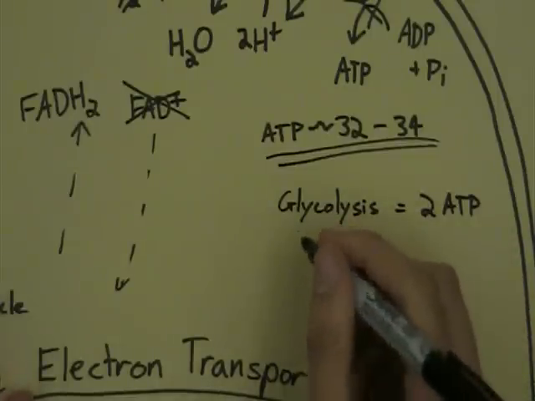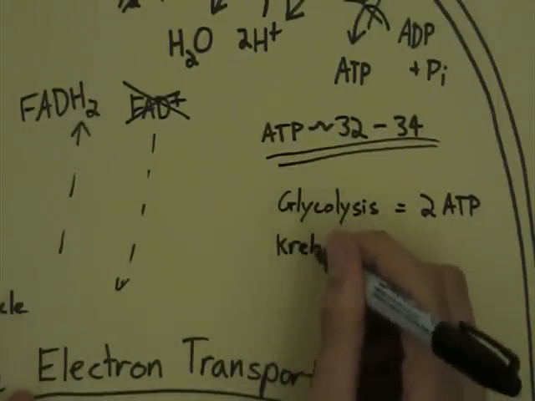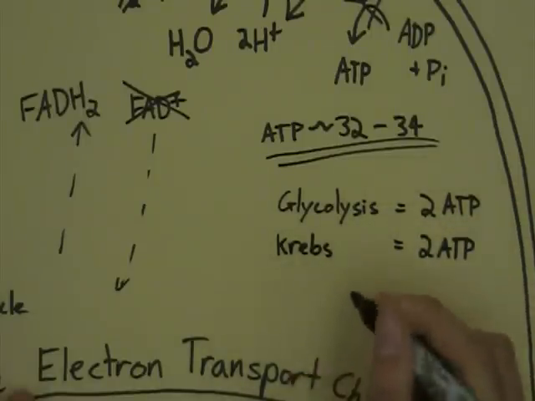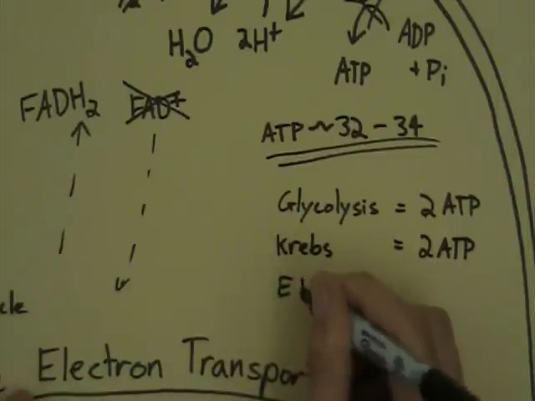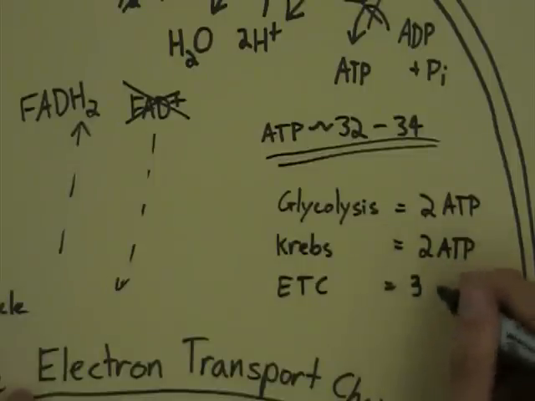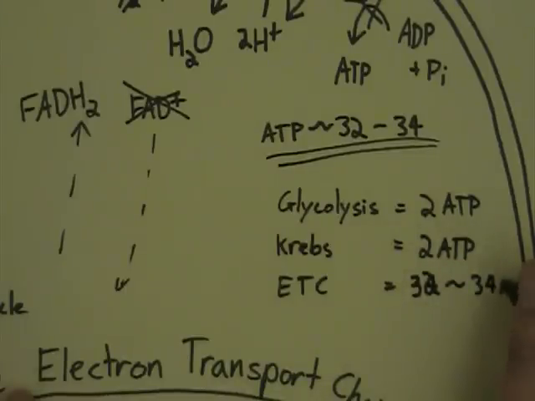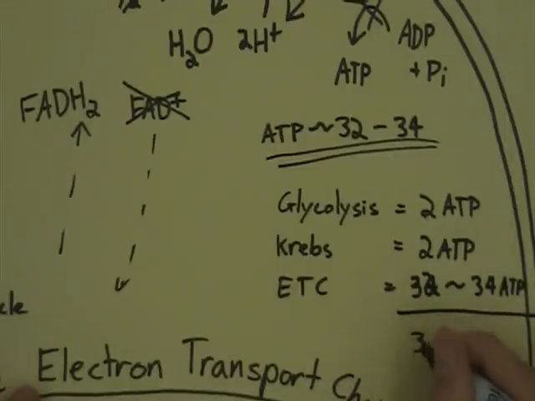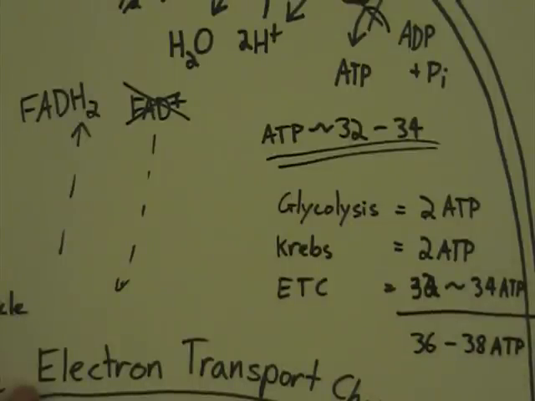But if oxygen is present, we also get 2 molecules of ATP from the Krebs cycle and from the electron transport chain between 32 to 34 molecules of ATP. This means that in aerobic respiration we get between 36 and 38 molecules of ATP compared to just 2 from anaerobic respiration.